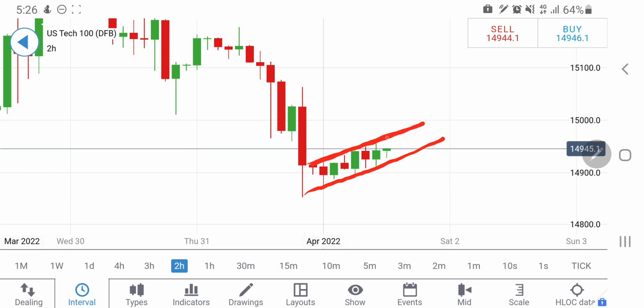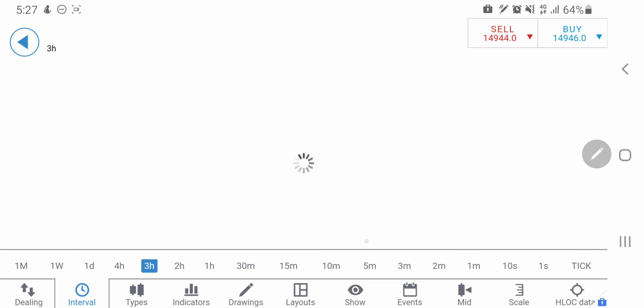If it breaks 14,960, 970, then yes, you can expect a sharp move which might take it towards at least 15,020, 15,030 zone, and then towards 15,100. It can complete this journey towards 15,100 if it tries to break out beyond 14,970 and 15,000 levels. So this is what it appears. At the same time, breaking 14,900, definitely one can go short.